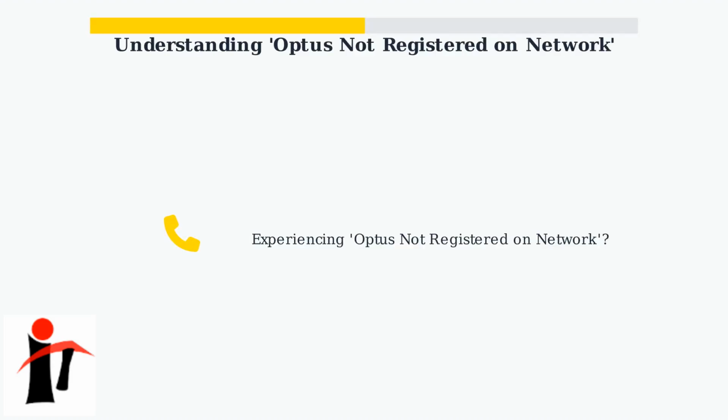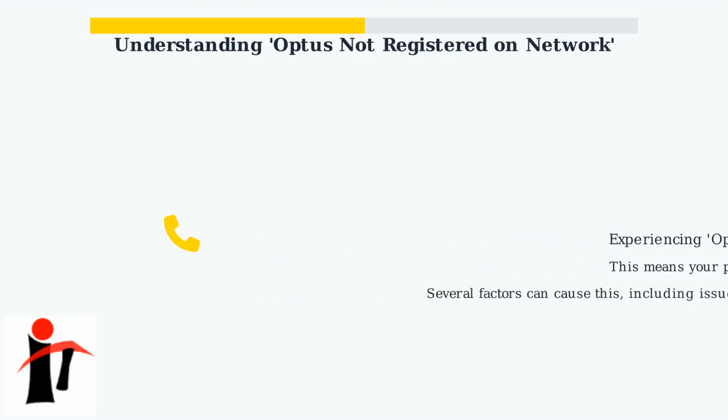Experiencing Optus not registered on network? This means your phone can't connect to Optus's mobile network. Several factors can cause this, including issues with your SIM card, APN settings, carrier lock, or band compatibility.